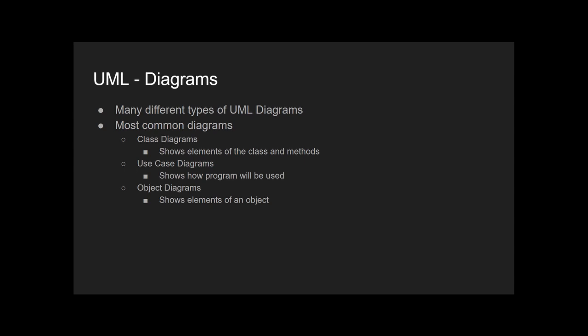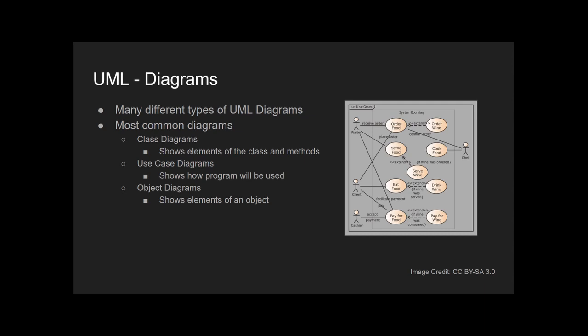Once you have your objects and relationships, it's time to pick an appropriate diagram. UML has many different diagrams that are each used for their own unique purpose. The most common diagrams include class diagrams, which show elements of classes, like their methods and instances of them, and how they interact with one another. Use case diagrams, which show how programs will be used in real-life scenarios, and object diagrams, which show elements of various objects. This is an example of a use case diagram.